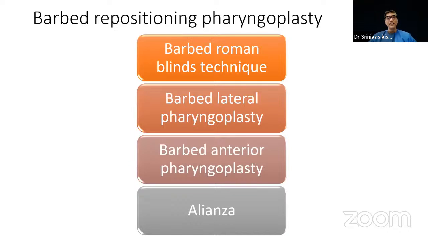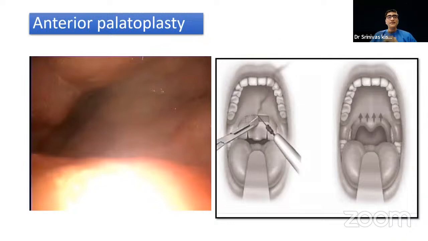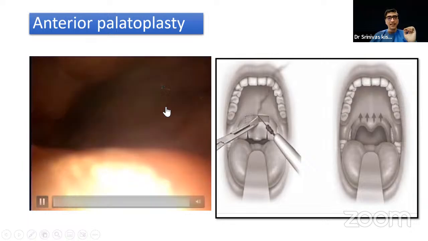Barb repositioning pharyngoplasties again have a lot of subtypes: the Barb Roman blinds, the Barb lateral, the Barb anterior pharyngoplasty, and the Alianza techniques. These are all the different types and modifications of Barb pharyngoplasties. Let's start with the most humble of the reconstructive palatoplasties, called anterior palatoplasty.